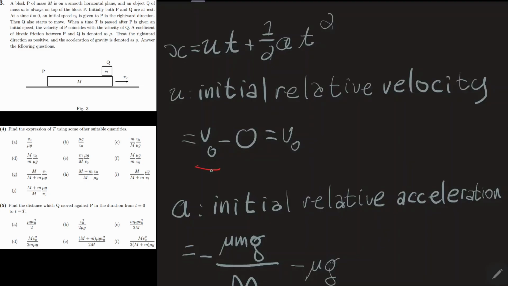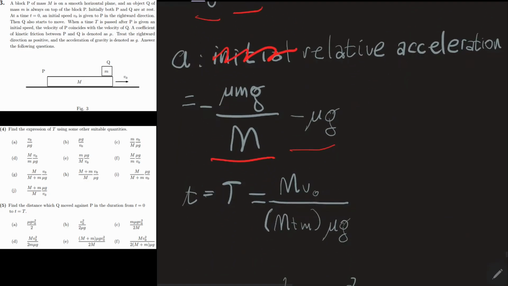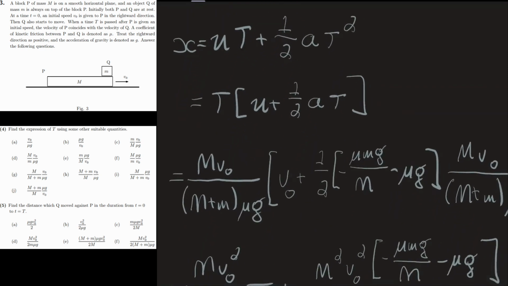Initial velocity of P is given as v sub 0, and Q starts from rest, so its initial velocity is just 0. a is just the relative acceleration, right? I mean, technically initial is correct, but the acceleration is constant, so it doesn't matter if it's initial, final, whatever, it's always the same. It's the relative acceleration, which is the acceleration of P minus the acceleration of Q. And we found both of those earlier in the question. And then we are solving at big T, which again we found in the last part. So now that we know what all these values are, we can plug them into our expression and solve.